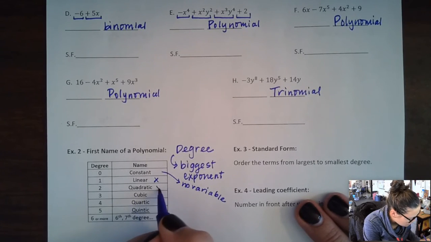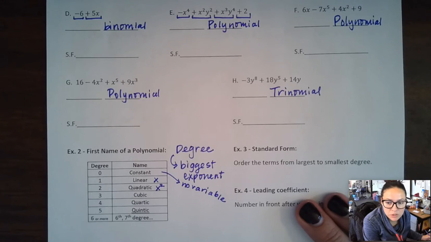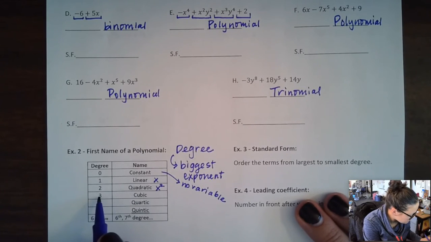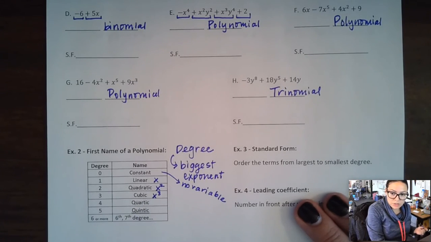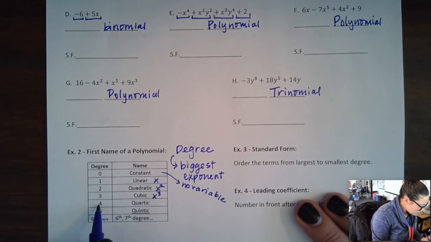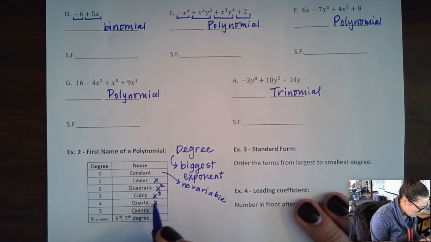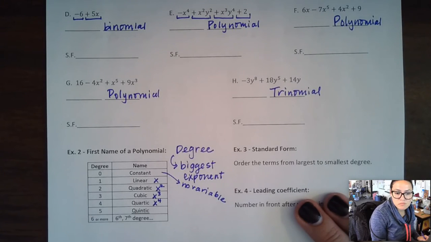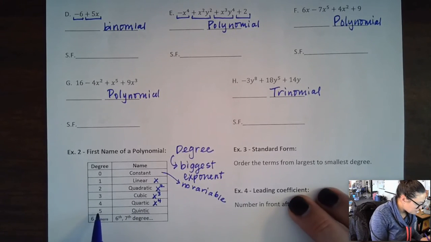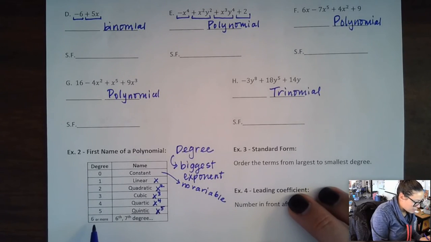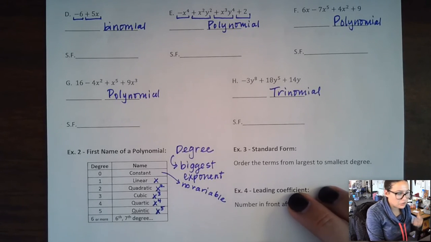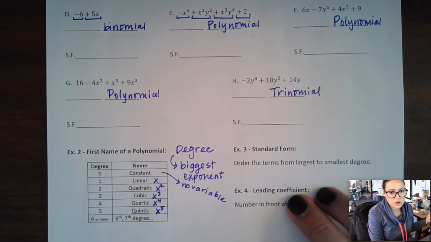Quadratic is degree 2, which would be like x squared. Degree 3 is cubic, so like x cubed with an exponent of 3. Degree 4 is quartic, or x to the 4th. Think about quarters, 4 quarters. X to the 4th is quartic. 5 is quintic. And if I have an exponent of 6 or more, we would just call it 6th degree or 7th degree or 8th degree and so on.